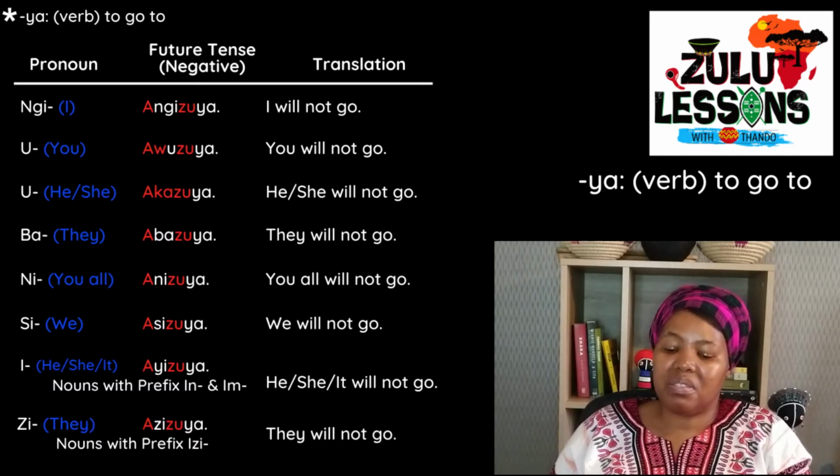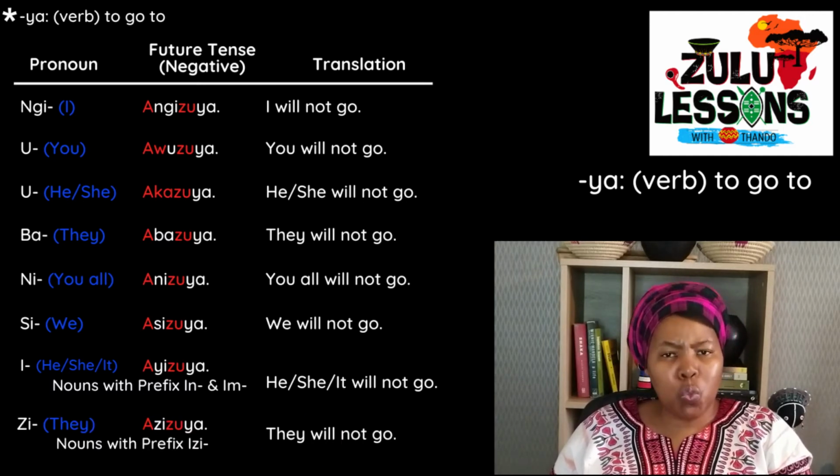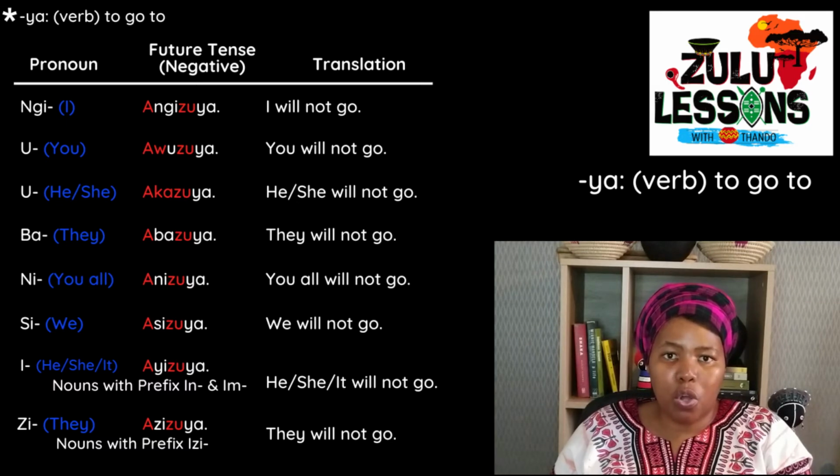Let's say something different. Awuzuya, you will not go. Akazuya, he or she will not go, or he or she is not going to go.